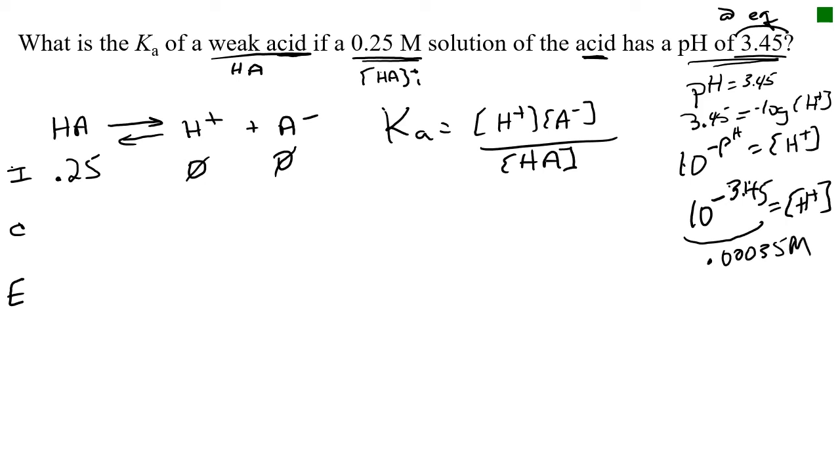0.00035 molar. Well, what does that tell us? It tells us that this value is 0.00035. Well, if this one went up by 0.00035, then the A minus went up by 0.00035.